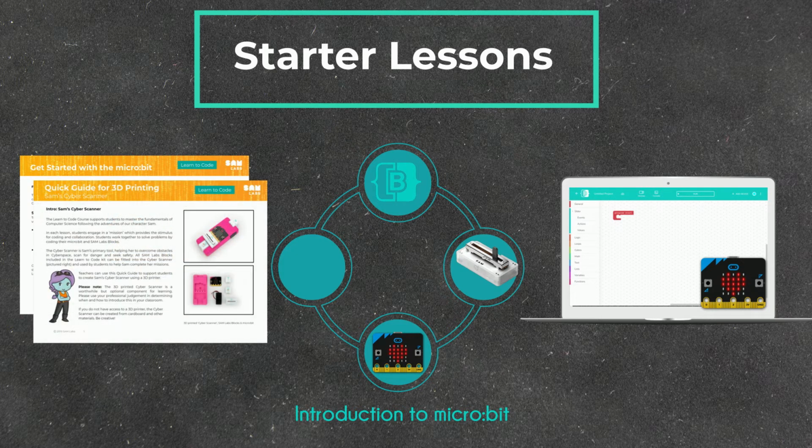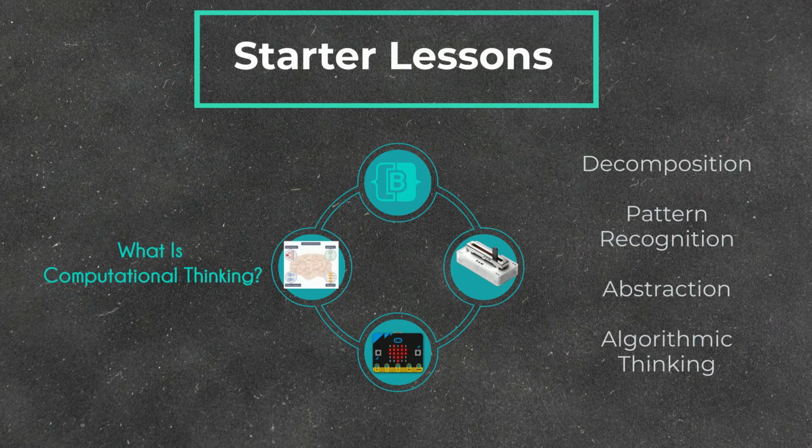If you have a 3D printer, you can use our quick guide for 3D printing to create the Cyberscanner tool that our character Sam uses throughout the course. The Cyberscanner holds all of the Sam blocks and the Microbit. Finally, the last starter lesson is an overview surrounding computational thinking, including the 4 main components and examples of how this type of thinking helps us to problem solve.